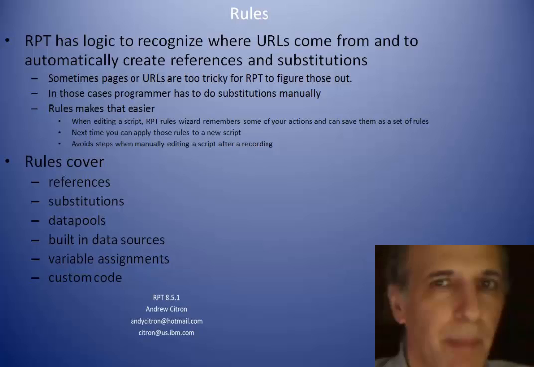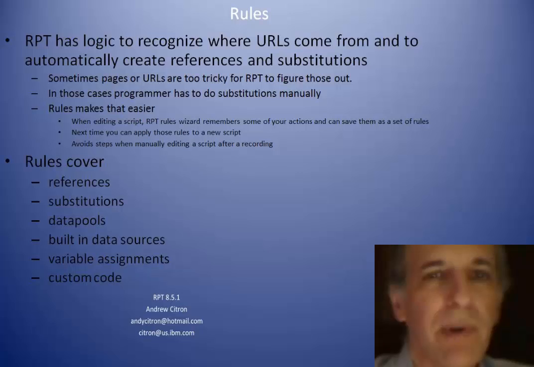They usually come from a page, an HTML page, and RPT automatically creates references in that page, and then substitutes those into the URLs where they're used. But sometimes the pages or the URLs are too tricky for RPT to figure out the substitutions. In those cases, the programmer has to do the substitutions manually. Rules make that process easier.